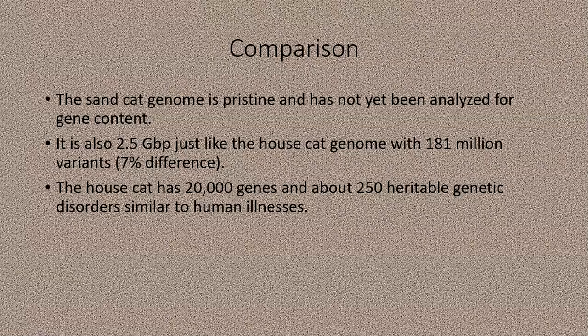The house cat has 20,000 genes, similar to human, and about 250 heritable genetic disorders, similar to human illnesses. And so we may expect similar results in the Sandcat because, again, they're very similar related species.